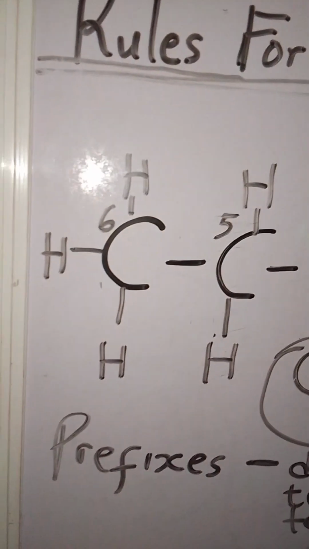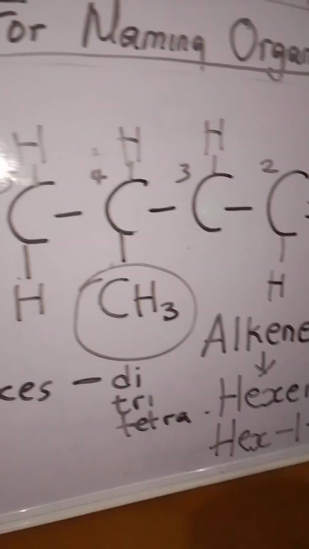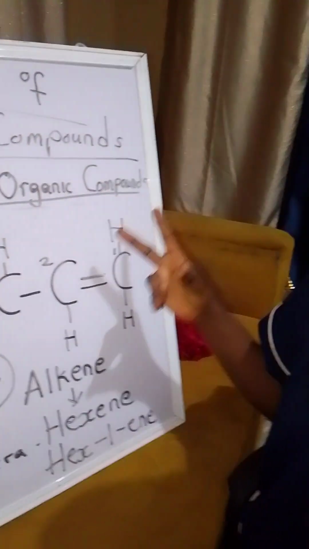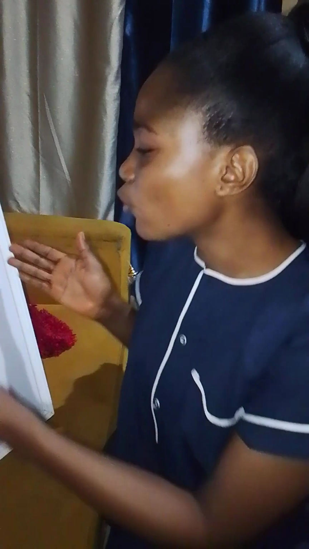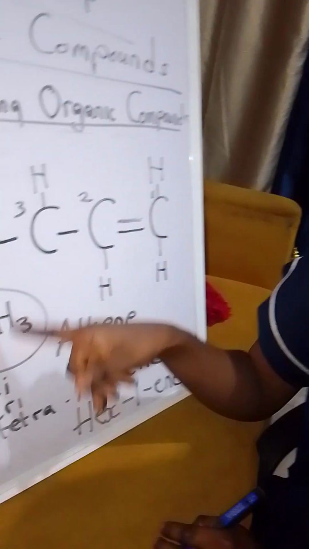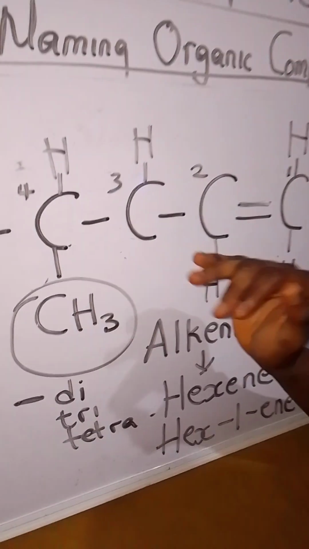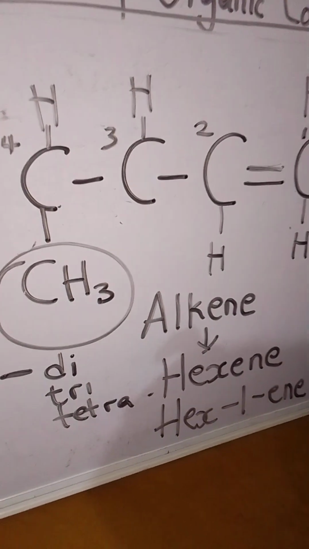Do you understand? So with this, we have been able to get the parent chain and the name of the parent chain through the right numbering close to the substituent available. So this is hex-1-ene or hexene. Do you understand that now? And we have this substituent attached to it, but we're not going to talk about this until the next class.